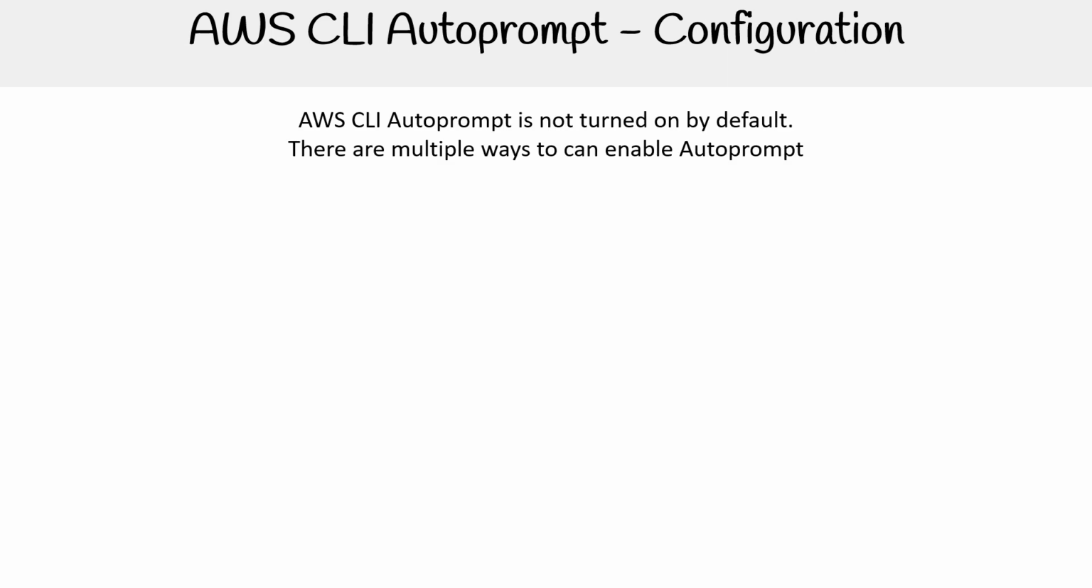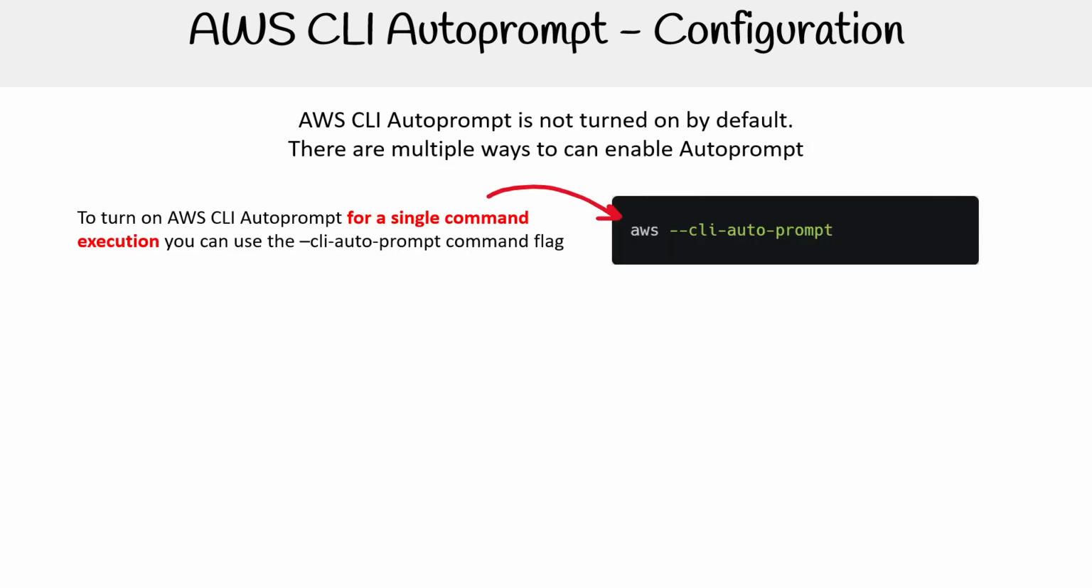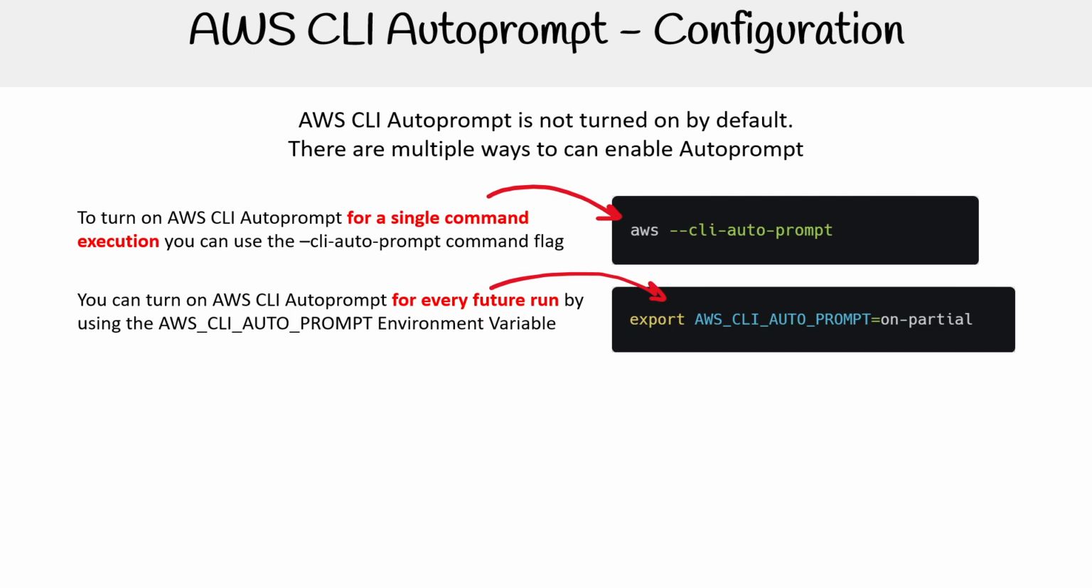So for configuration, there are multiple ways to enable Autoprompt. You can put a flag so that it'll only execute for that single command. Autoprompt is not turned on by default, so you have to always provide some kind of flag. If you don't want to do that every single time you enter in an AWS command, you can export an environment variable to your current shell.